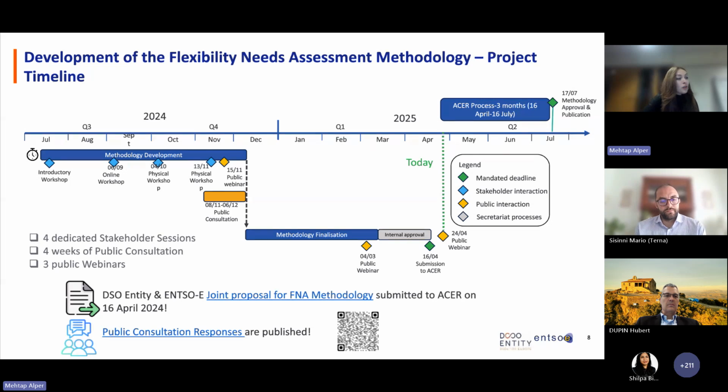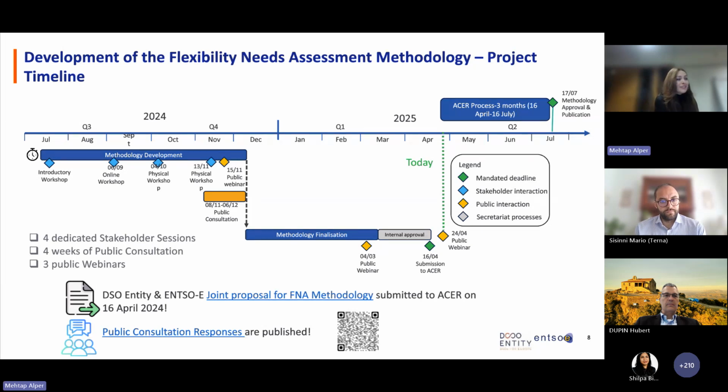And at the end of the process, on April 16, we officially submitted the final proposal and the public consultation feedback responses to Acer. You can also access the public consultation page with the QR code you can see on the screen. And here you will also find the responses to the public consultation. Also in the slide, the links are available.